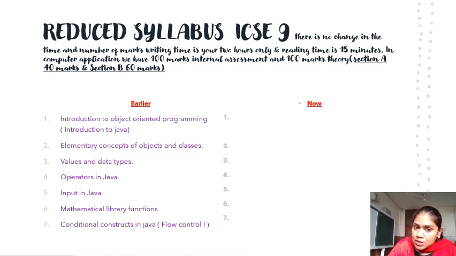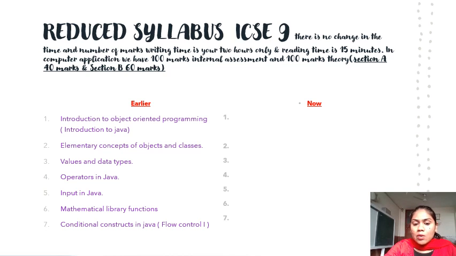In computer application, we have 100 marks internal assessment, that is regarding your project files, and 100 marks theory, and the theory contains two sections, section A and section B. You already know section A consists of 2 marks questions, total 40 marks, short answer and numerical type questions. In section B you have programming and it is of 60 marks.